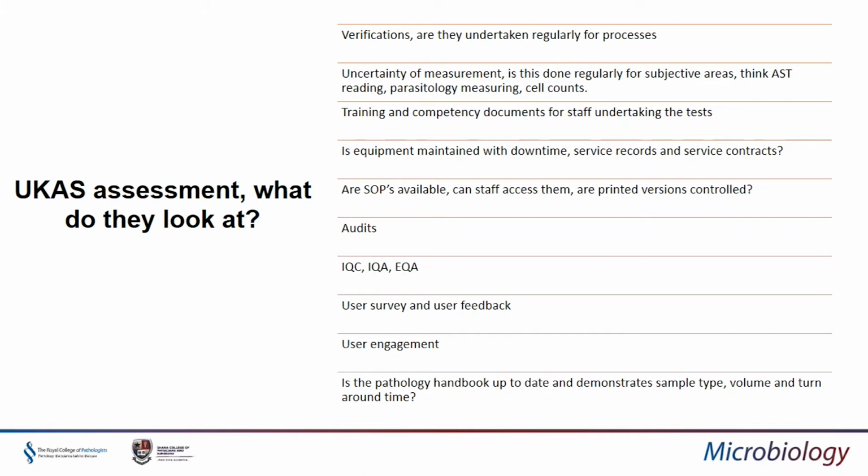Training and competency documents for staff undertaking the task, so they'll regularly look at these. They'll look at the equipment. Is it maintained? Do we have downtime records? Do we have service records? And do we have service contracts in place? Are SOPs available? Can staff access them? And any printed copies that we have, are they controlled copies? And are they the most current ones that are available?